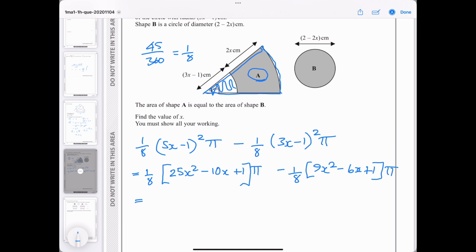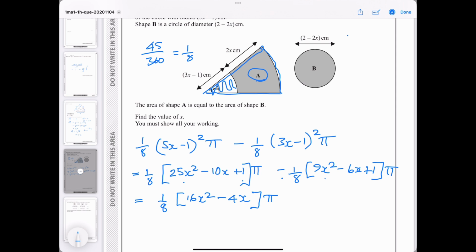So that gives us, let's be very careful with this, 25x squared minus 9x squared, so that's 16x squared. Now, this is the bit I'm not sure about. Minus 10x minus minus 6x, so that's plus 6x, so it's going to be minus 4x. And then plus 1 minus plus 1, we get rid of them. All the rest is the same. So we've just got a proportion of that, 1/8, and we've got pi.